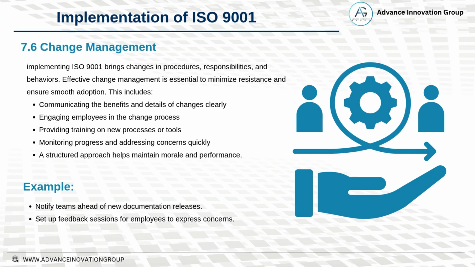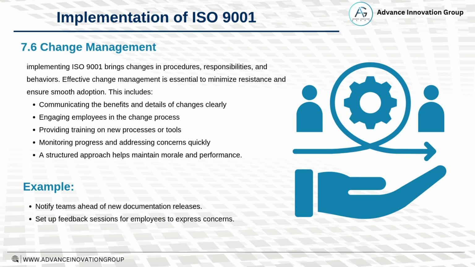7.6 Change Management. Implementing ISO 9001 often brings several changes, from updated procedures to new responsibilities and ways of working. And naturally, change can be uncomfortable. That's why effective change management is key to a smooth and successful transition. First, we must clearly communicate the why behind each change, what's changing, why it matters, and how it benefits the team and the organization. People are more open to change when they understand its purpose.